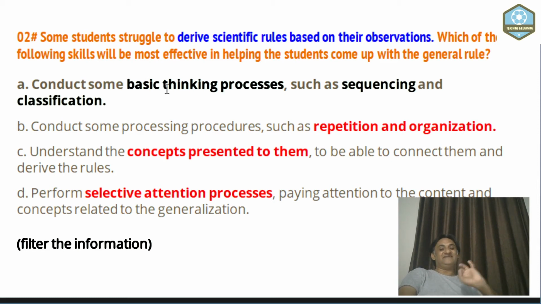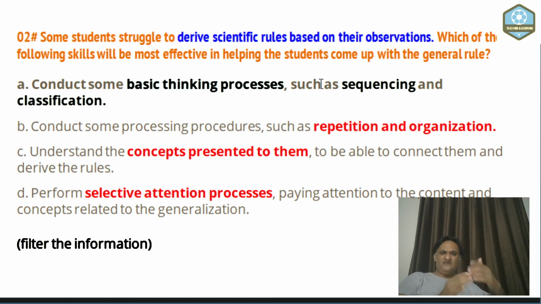Conduct some basic thinking process first, such as sequence. They have to sequence the information and they have to classify. What do we do in the lab? In the lab, we have to sequence the process like a scientific method. Right? If we are going to conduct the experiment, we have to go for the sequence first. Which step comes first? Even in conducting an experiment in the lab, or in the operation theatre or something, this is also related.